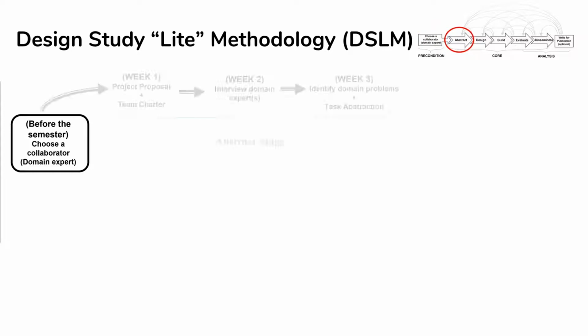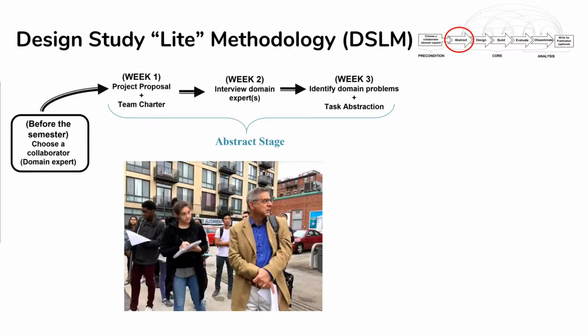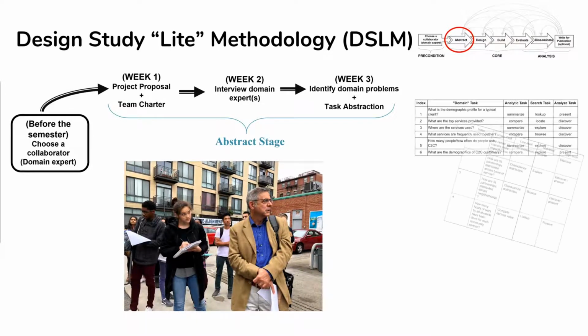In stage 2, that is the abstract stage, the domain problem is identified through interviewing the stakeholders, and then the problems are translated into tasks through task abstraction.